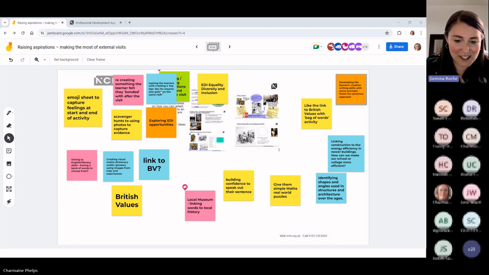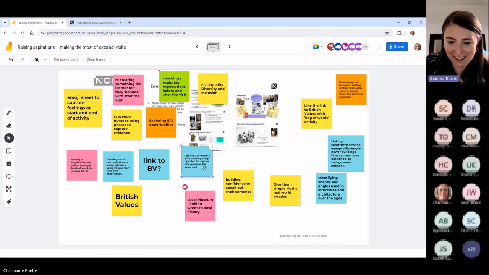Yeah, building confidence to speak out their sentence. I like that one. Real maths, give them simple maths, real world puzzles. I love that idea.